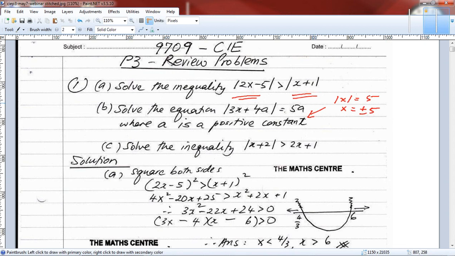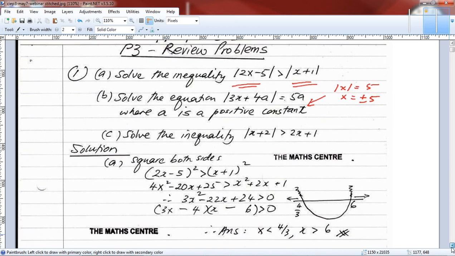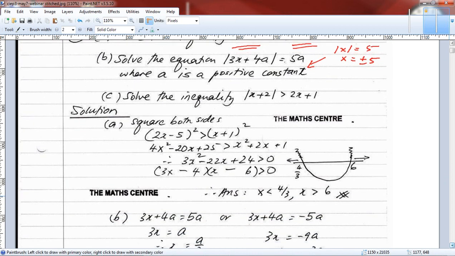Question number 1C is what I want to talk about. A lot of people make mistakes with number 1C, so you want to be a bit careful, because the left-hand side of the inequality is mod x plus 2 and the right-hand side is 2x plus 1. So you cannot simply square both sides. You can only square both sides when you know that both sides of the inequality symbol are positive quantities. You don't know whether this is a positive quantity, so you just cannot square both sides.